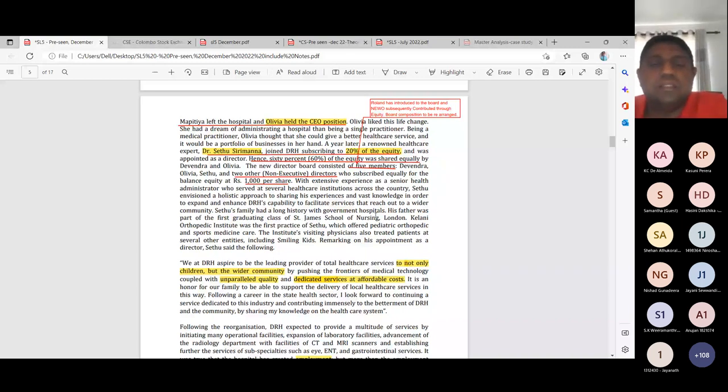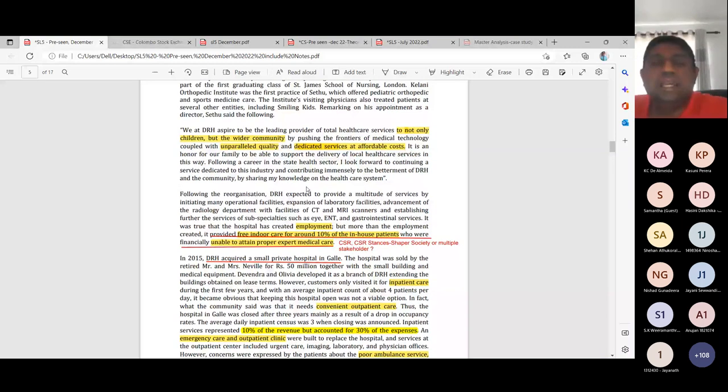Now, the statement he has given: we at DRH aspire to be the leading provider of total healthcare services to not only children, but the wider community, by pushing the frontiers of medical technology coupled with unparalleled quality and dedicated service at affordable cost. Right. Look at this point. Initially, it was a kids' hospital. Now the focus has changed. Now they want to cater to all the people. So what strategy do they apply? Quality service at an affordable cost.